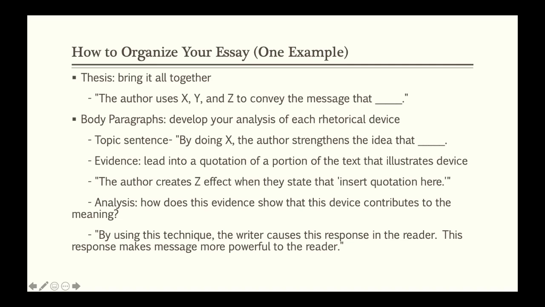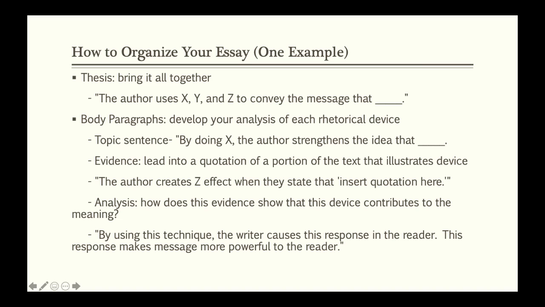Okay, so we start with the thesis, and the idea of this is to really bring it all together. So looking at the example, it says the author uses X, Y, and Z to convey the message that, okay, fill in the blank. So what we're seeing here is we're listing X, Y, Z, those are our appeals or devices, and we want to really focus on the thesis because it's almost like a roadmap for the rest of the paper. So everything else is going to flow from that and keep linking back up. It's telling us exactly where the paper is going to go.